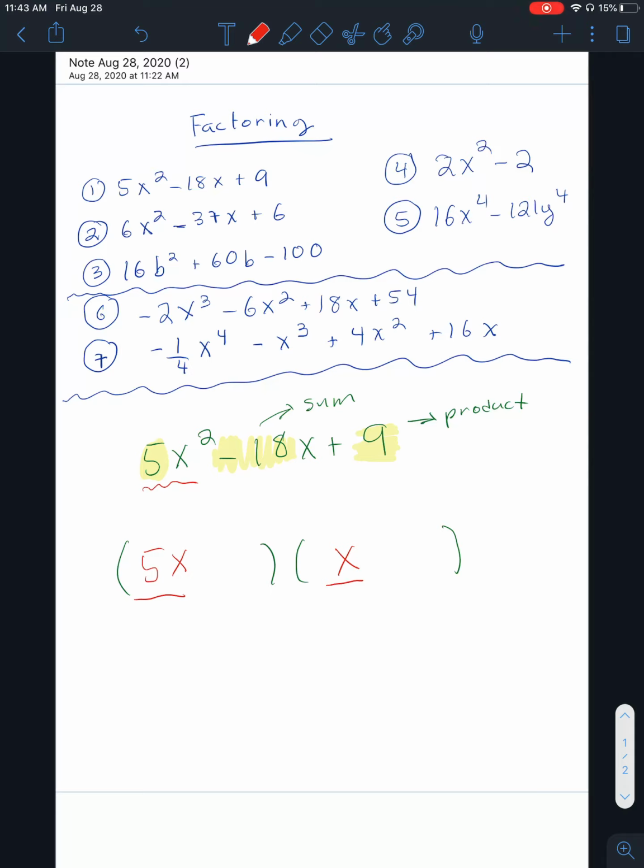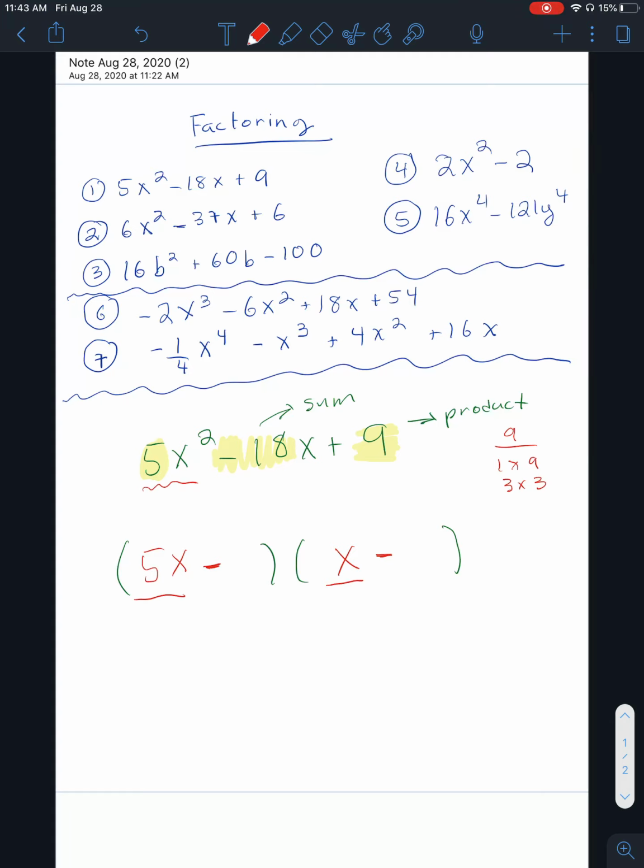For the next part, we're going to look at the number 9 and list out all the ways to multiply to 9. I want a positive 9, and I want the numbers to add to a negative 18. When I think about my signs, I know it has to be both negative, because a negative times a negative is a positive, and when I add two negative numbers, it also gives me a negative number. So I have a hint that it's going to be 2 negative signs.